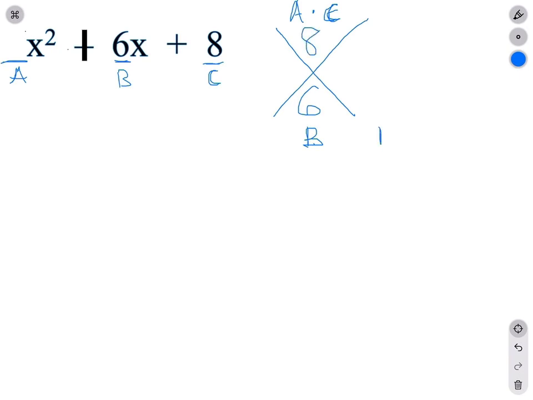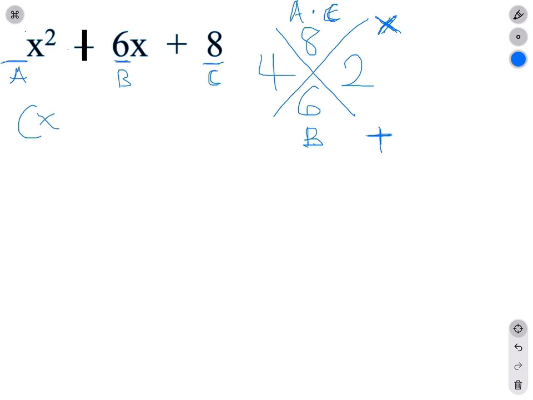So now we're going to need two numbers that add up to the bottom and multiply to the top number. So two numbers that add to get the bottom number and multiply to get the top number. So once you think a little, you realize it's 4 and 2. 4 plus 2 equals 6. 4 times 2 equals 8. At first, it's going to take a little while.